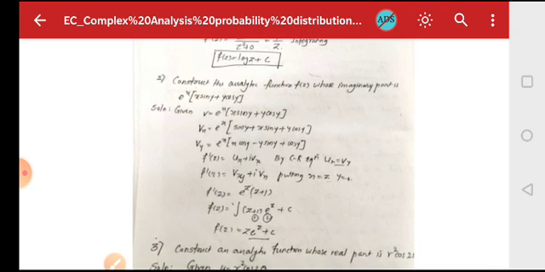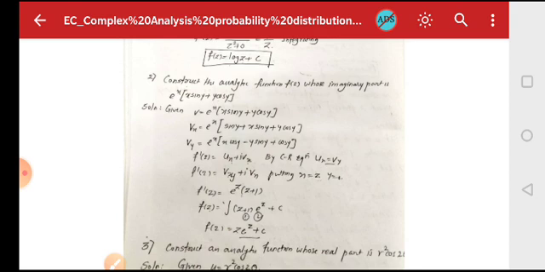Now, second example, construct the analytic function f of z whose imaginary part is given by e raised to x into x sin y plus y cos y. Given v is equal to e raised to x into x sin y plus y cos y. Now differentiate partially with respect to x and y, which we denote by vx and vy. So vx will become e raised to x into x sin y plus sin y plus y cos y. Vy will be equal to e raised to x into x cos y minus y sin y plus cos y.